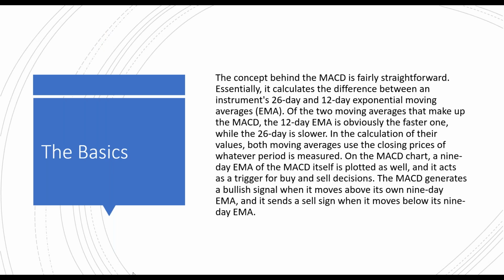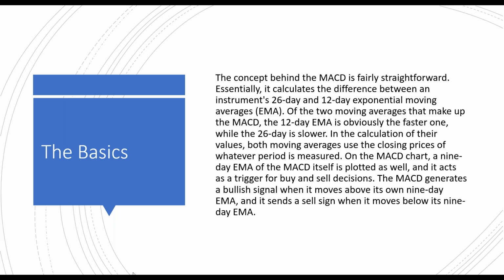So the concept behind MACD is fairly straightforward. Essentially, it calculates the difference between an instrument's 26 period and 12 period exponential moving average, which is EMA. Of the 2 moving averages that make up the MACD, the 12 period EMA is obviously the faster one.